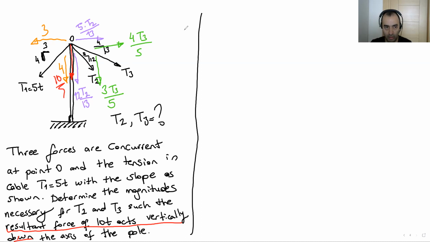In the horizontal direction, in the positive direction, I have 5 T2 over 13 plus 4 T3 over 5. In the negative direction, I have 3. Minus 3 equals 0. This is the first equation.